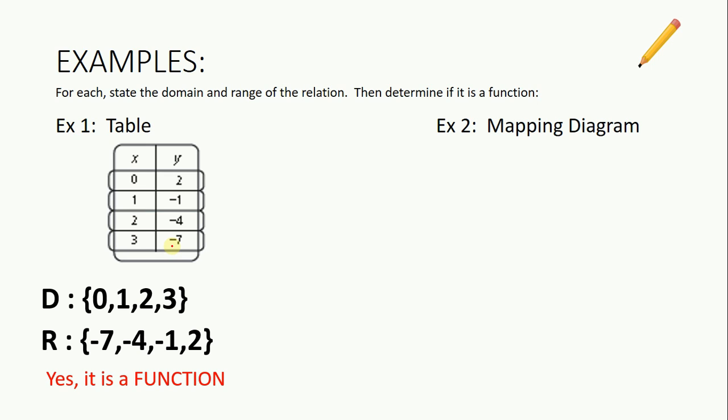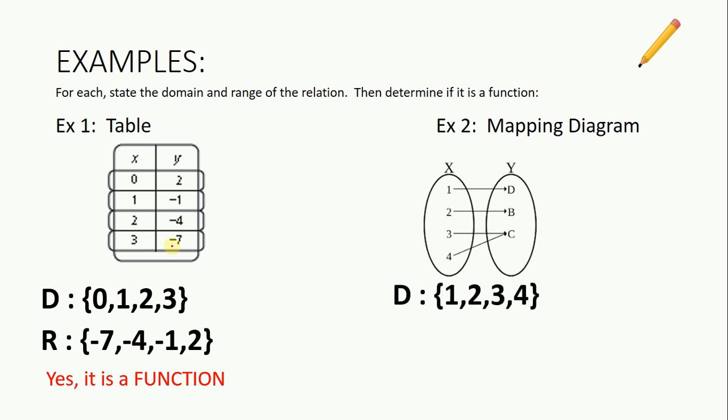If I press the 1 button, I'm only going to get -1 back. Let's look at a mapping diagram. These look a little different. So, first of all, our domain is going to be 1, 2, 3, 4. Our range will be B, C, D. Now, let's look. If I press the 1 button, I'm going to get D. 2, I'm going to get B. 3, I'm going to get C, and 4, I'm going to get C. Now, it does not matter if different x's go to the same y. I just can't have an x go to two different y's. So yes, this is in fact a function. No issues here. Each button is only going to give me one y value.